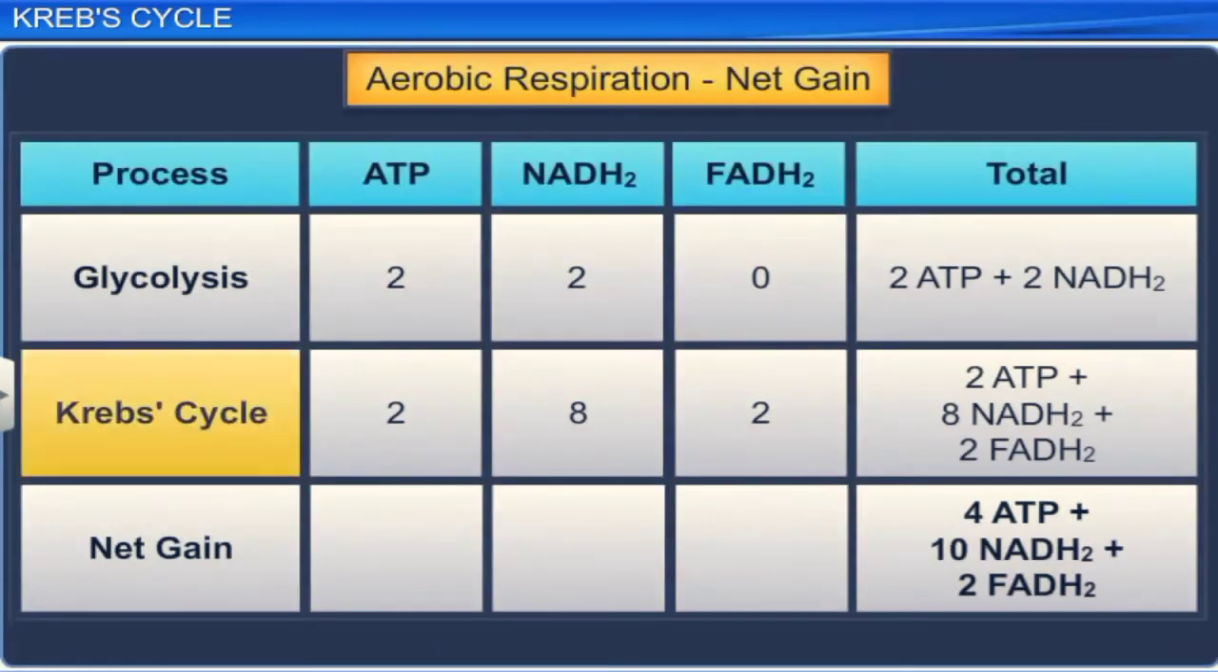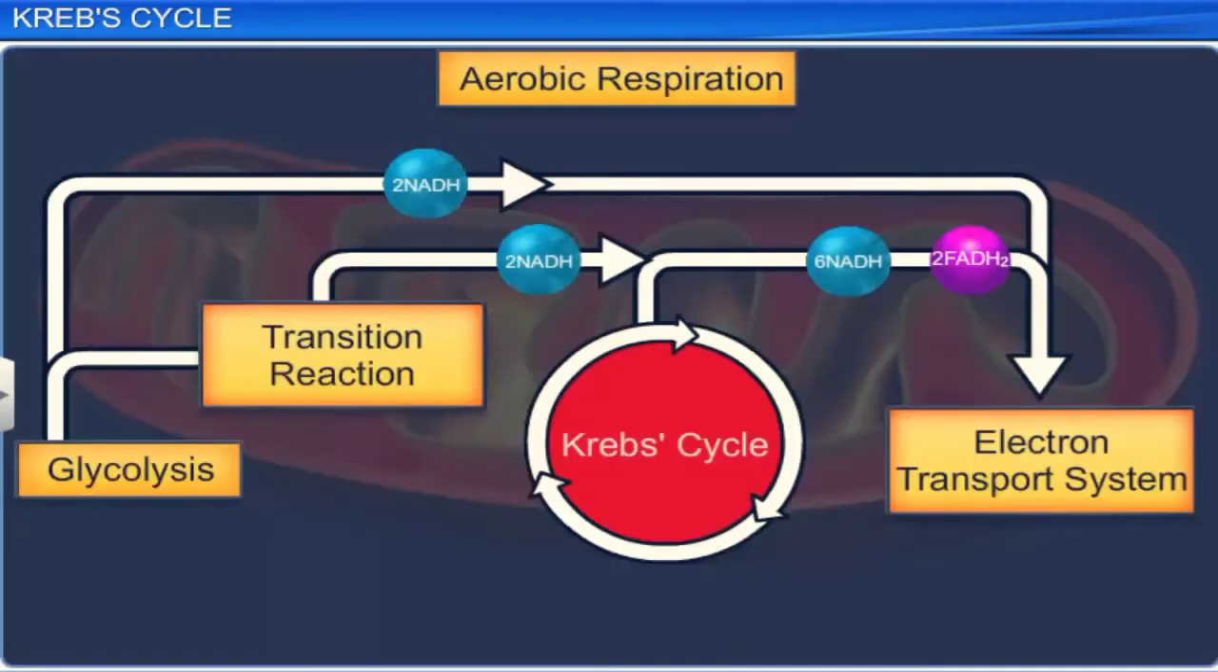The net gain of Krebs cycle in the conversion of 2 molecules of pyruvate is 2 molecules of ATP, 8 molecules of NADH plus H+, and 2 molecules of FADH2. So far, the energy harvested has resulted in the direct synthesis of only 4 molecules of ATP. Further generation of energy as part of aerobic respiration takes place in the electron transport system or ETS.